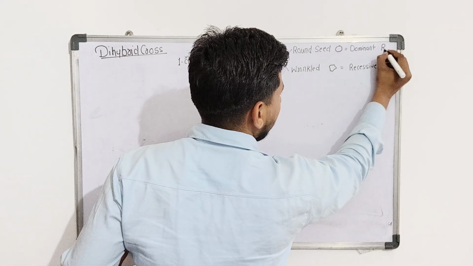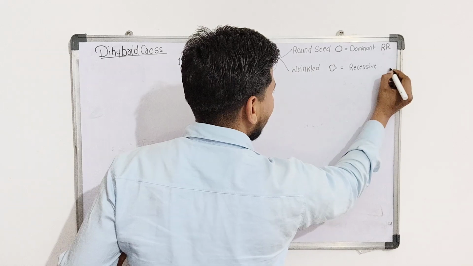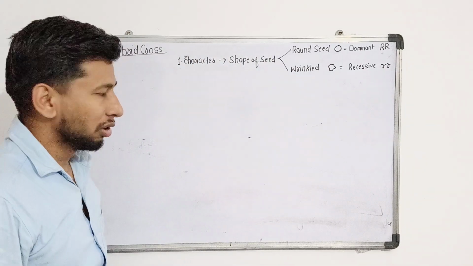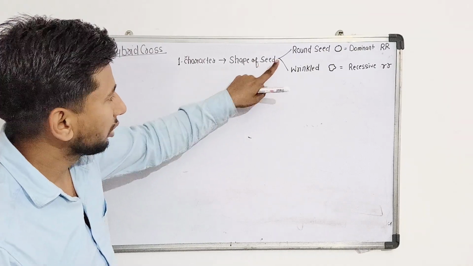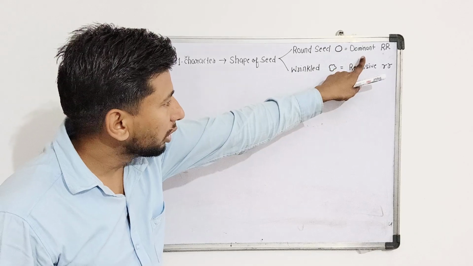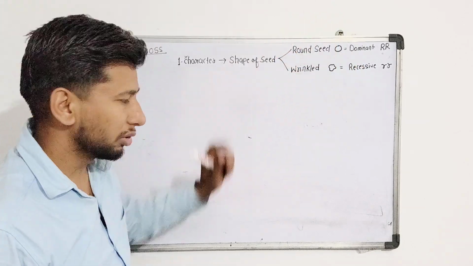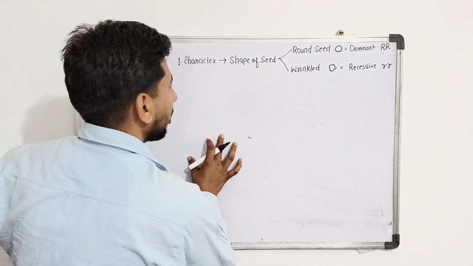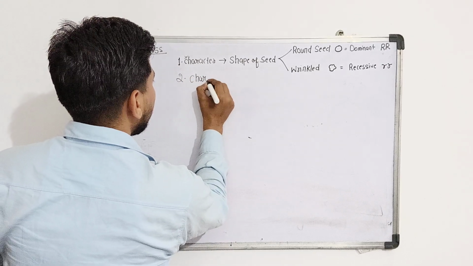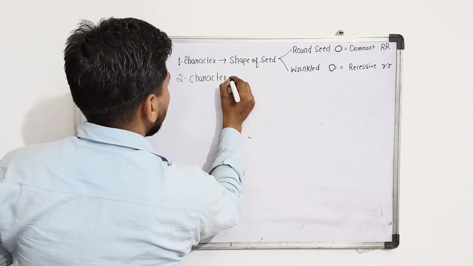Dominant is represented by symbol or genotype capital R. Recessive is represented by small r. So first character is the shape of seed. It may be round seed, it may be wrinkled, it is dominant and it is recessive, represented by capital R, small r. The second character which is selected by Mendel in dihybrid cross is color of seed.